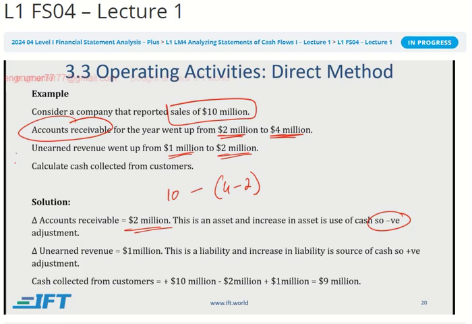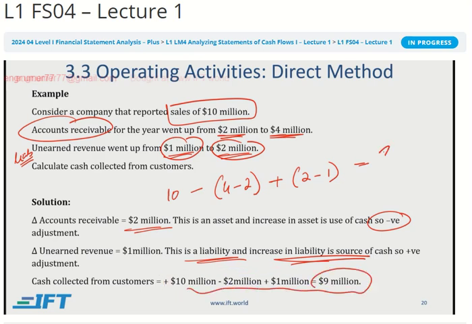Secondly, unearned revenue is a liability. This cash has been received, but we haven't recorded it in the sales, but it is cash that has come to us. And how much cash has been received? 2 million is the new balance, 1 million is the old balance. So we know this has gone up by 1 million. And of course, because this is a liability, it going up means cash has got to be positively adjusted. So the answer is going to be 10 minus 2 plus 1, and that is going to be 9 million. Right, so this was for sales.